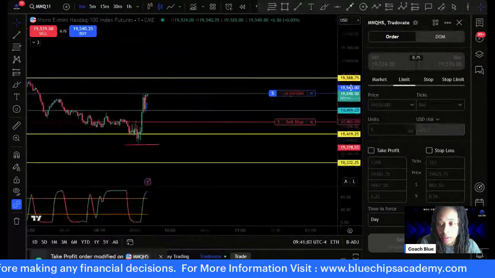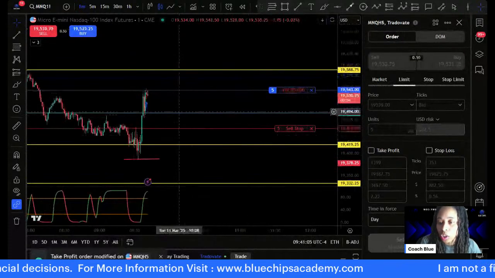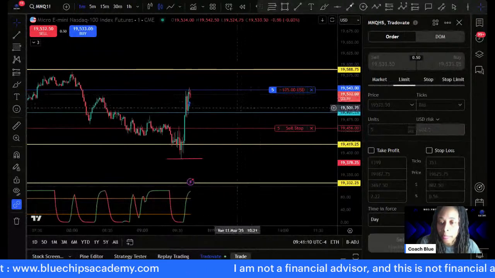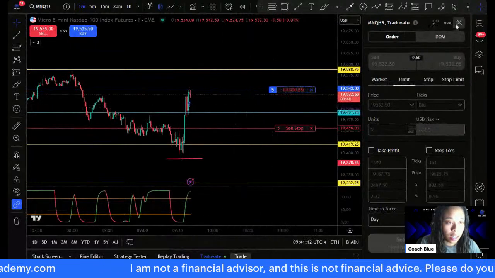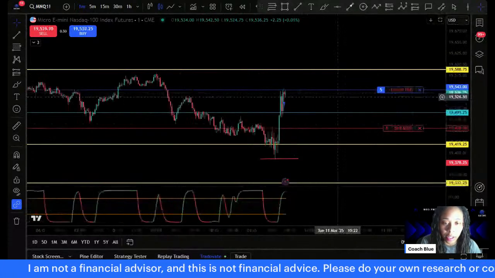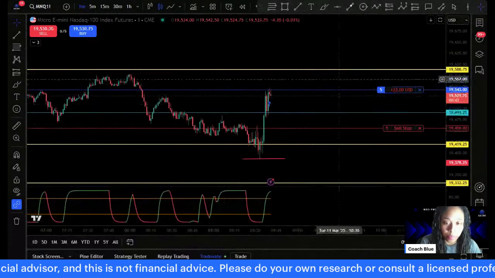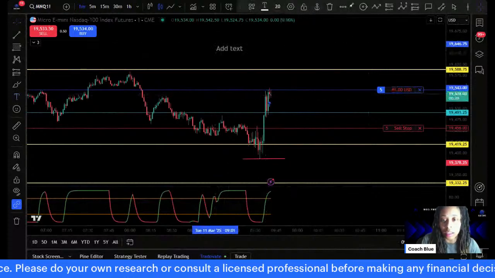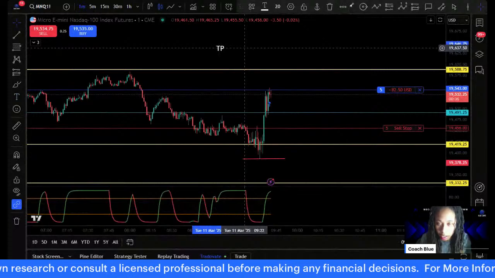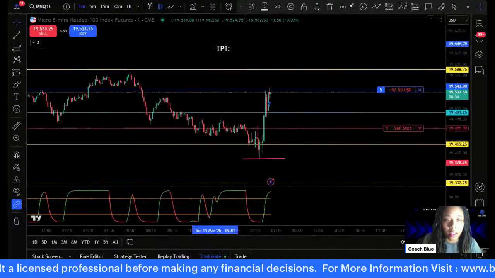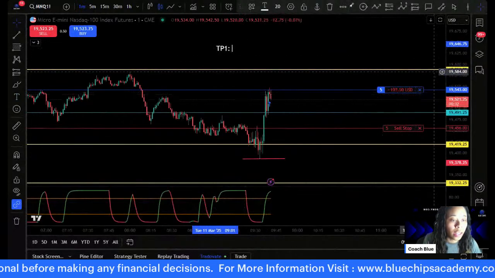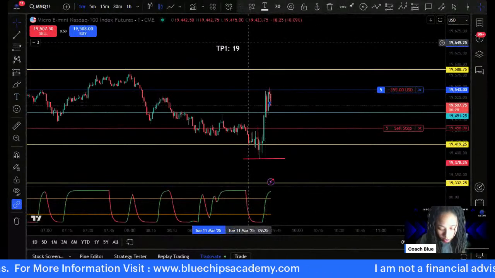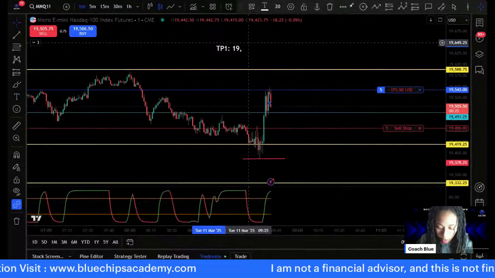We do have news at 10 o'clock. So depending on how price moves, we should hopefully be able to lock in profit before then. Let's see how this pans out for us. TP1, let me put that on the screen here where my target is. TP1 is 19,584 even.